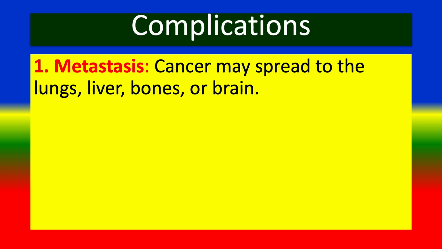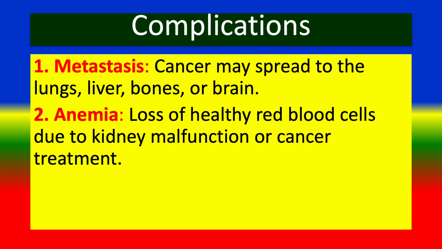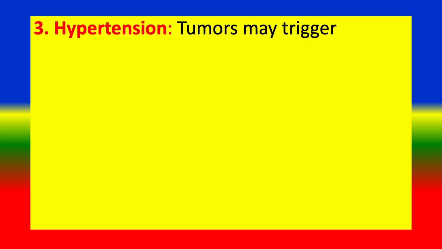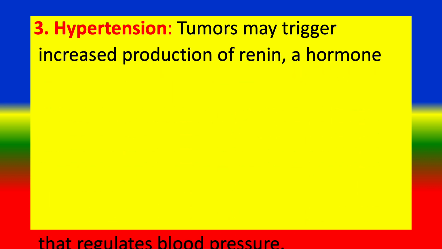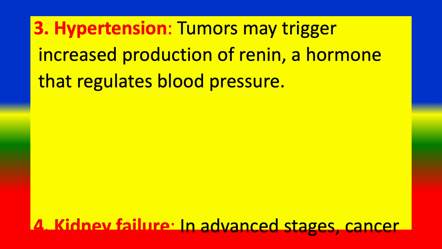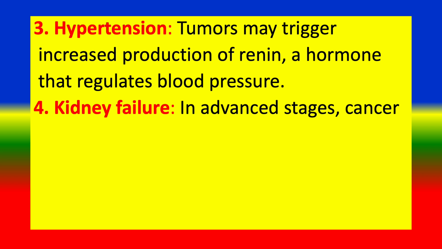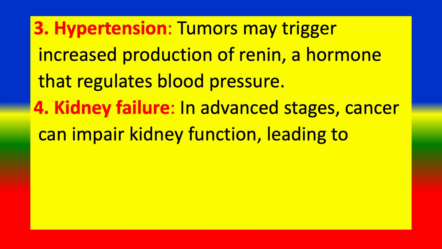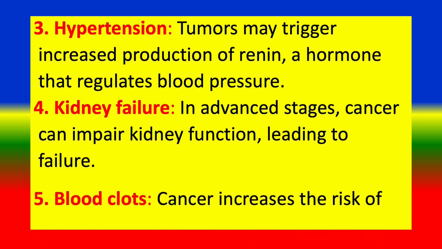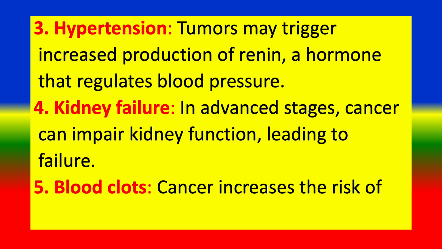Complications: 1. Metastasis, cancer may spread to the lungs, liver, bones, brain. 2. Anemia, loss of healthy red blood cells due to kidney malfunction or cancer treatment. 3. Hypertension, the tumor may trigger increased production of renin, a hormone that regulates blood pressure. 4. Kidney failure, in advanced stages, cancer can impair kidney function leading to failure. 5. Blood clots, cancer increases the risk of developing clots.